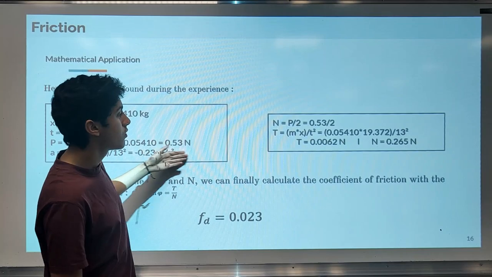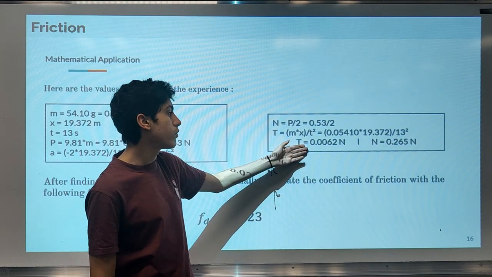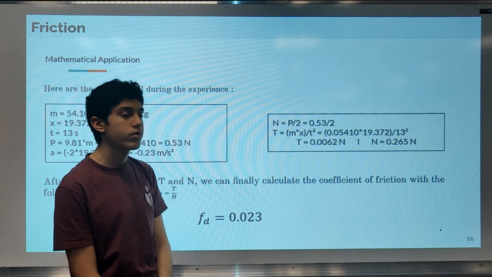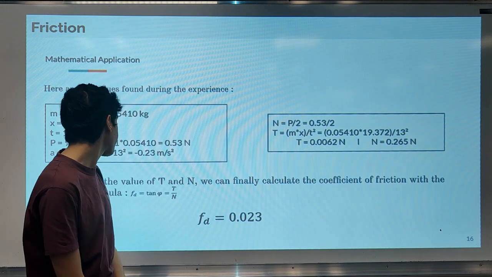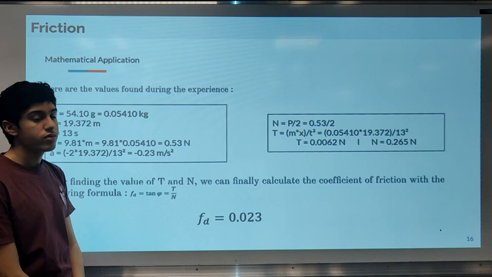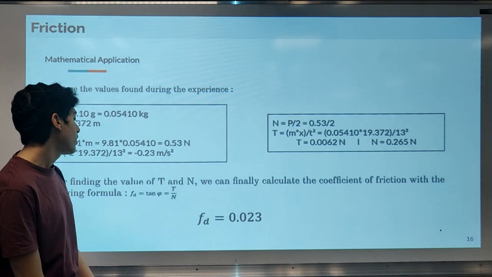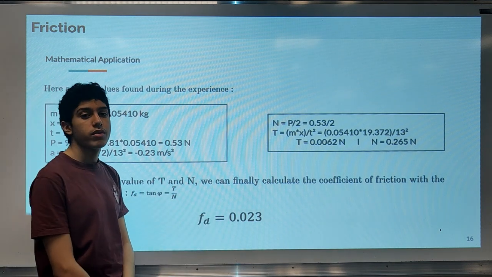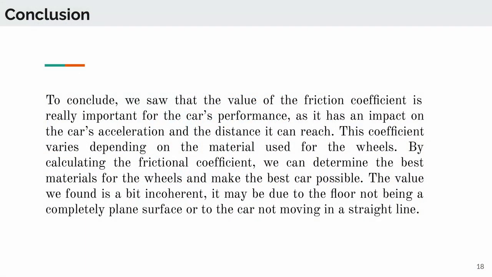We use those values to replace them into the N and T formulas, and we get T equals 0.006 newton and N equals 0.265 newton. After finding these values, we can finally calculate the frictional coefficient with T divided by N, and it gives us 0.023.